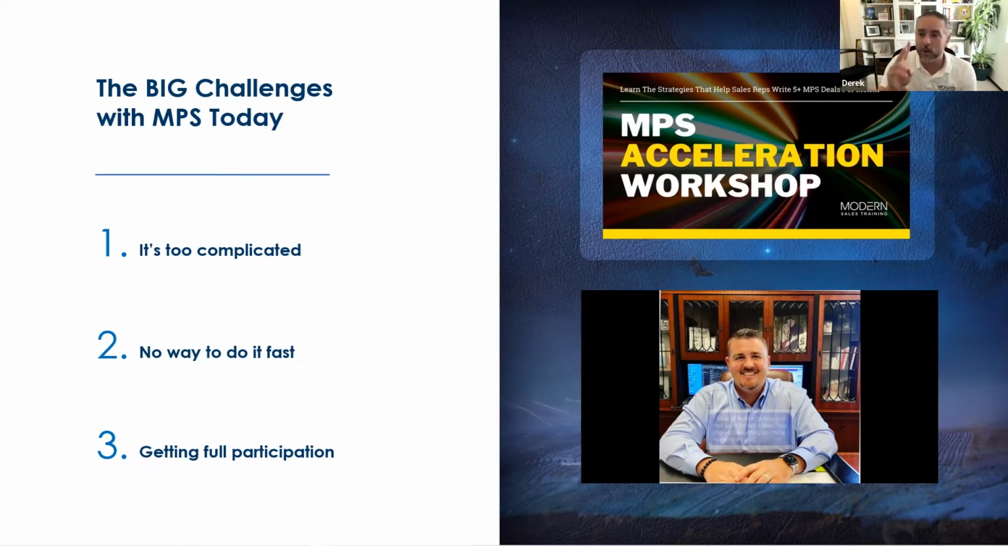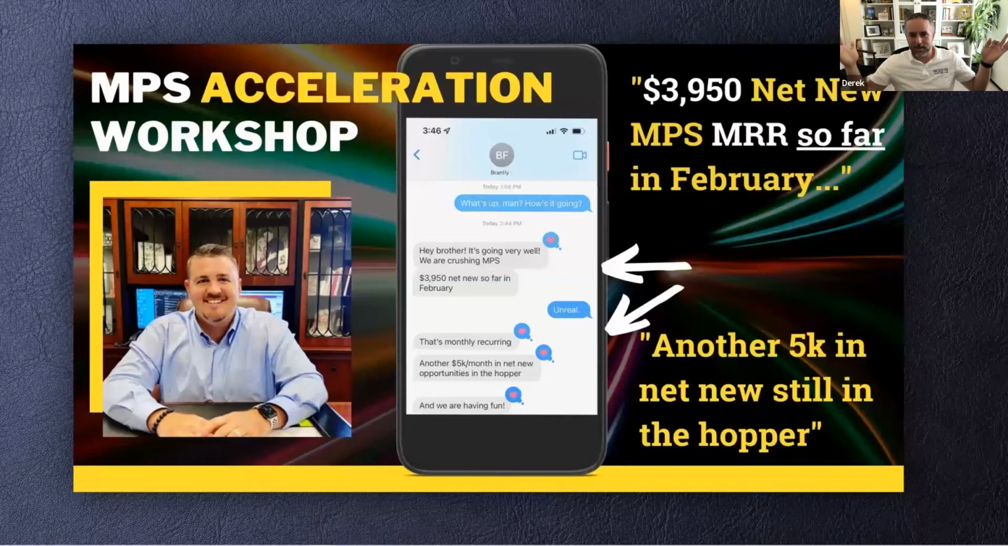I texted him 2 weeks later. I said, hey, Brantley, how's it going? This is an actual screenshot of a text message I had with Brantley. I don't have his number on there, but you can always look him up. I said, hey, what's up, man? How's it going? And he knows I'm asking about MPS. He said, hey, brother, it's going very well. We are crushing MPS. $3,950 net new so far in MPS in February. That's after 2 weeks. He said, that's monthly recurring.